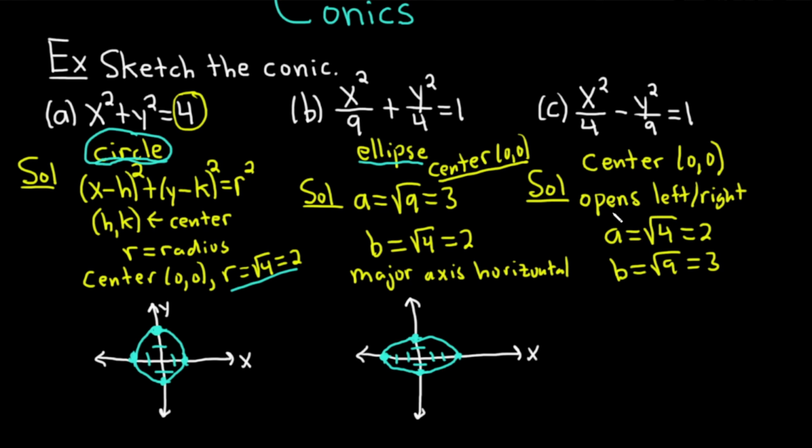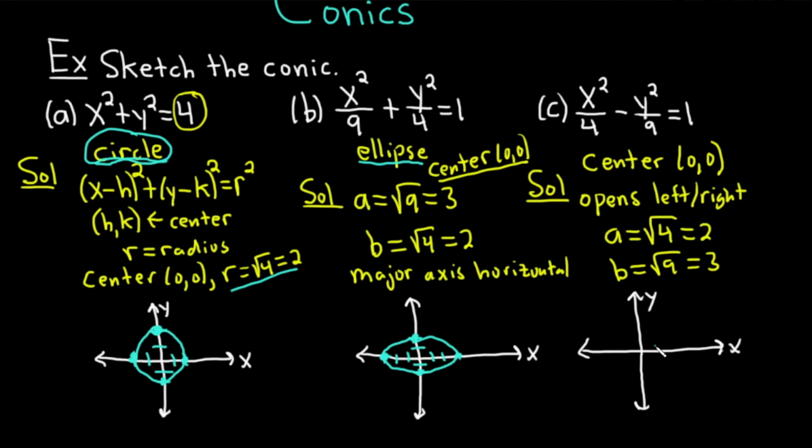Let's go ahead and graph it. So x comes first, opens left and right. A is the square root of whatever is under the x, or whatever comes first. And B is the square root of whatever comes second. There's our y-axis, there's our x-axis. This one will make you feel like an artist, even if you're not. So because it opens left and right, you go left and right by A.